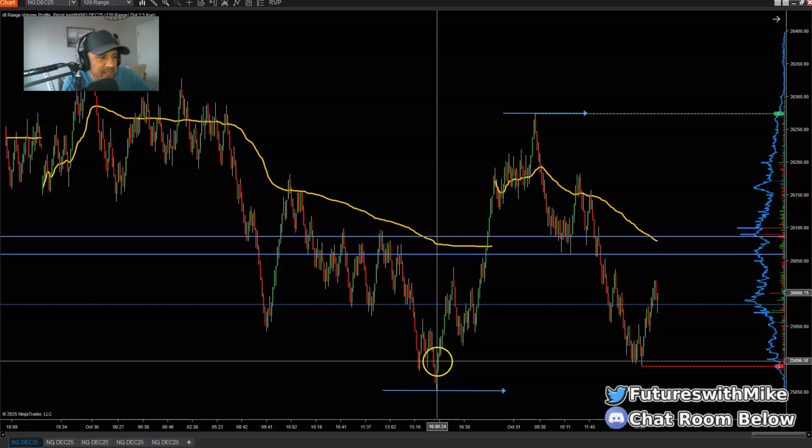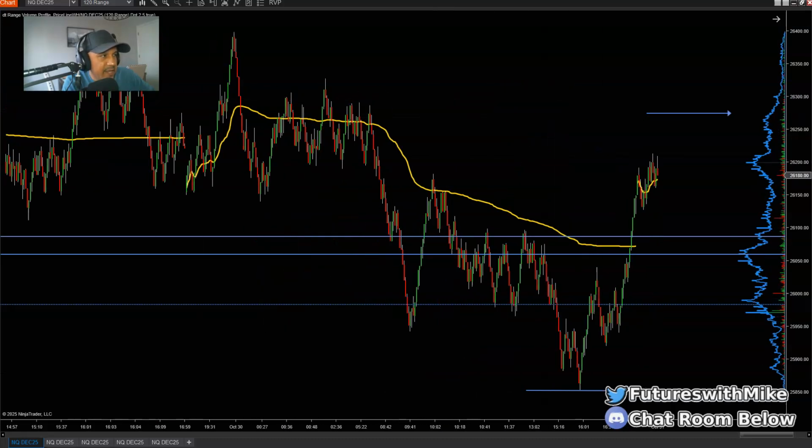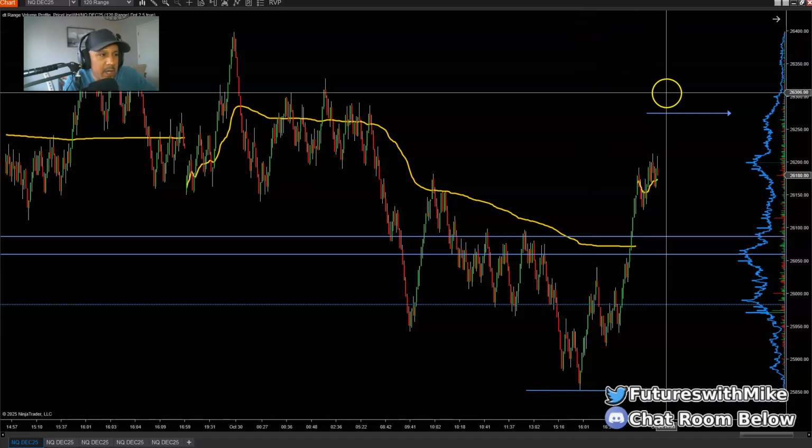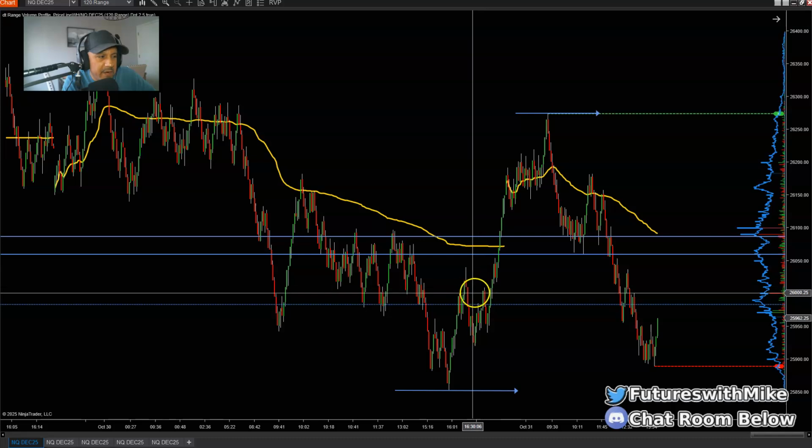Will it break to the downside and take out this low, or will it start swinging to the upside and take out this high here and this high right here? We'll talk about that component in understanding market structure more in a second. But focus on this area right here, okay?